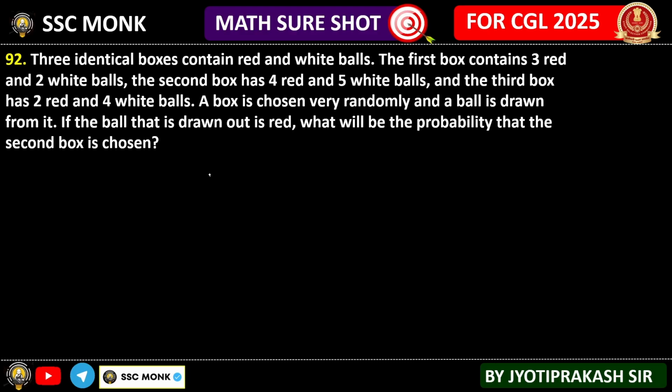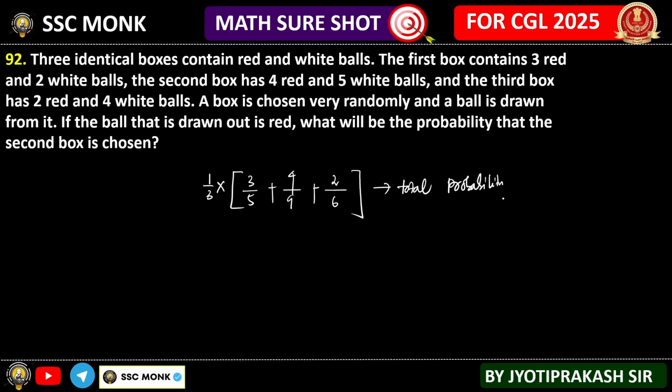Now see, 3 boxes. So 1 by 3 multiplied, common taken. Now for the first box, total number is 5 but 3 red. Second box total 9 but 4 red. Third box total 6 but 2 red. Now if you solve it, you will get the total probability of red balls. But is it asking about total probability of red ball?